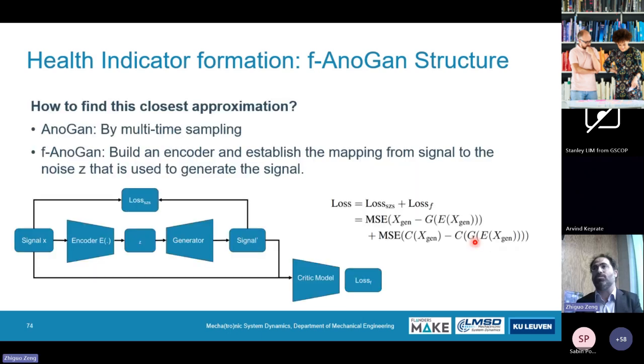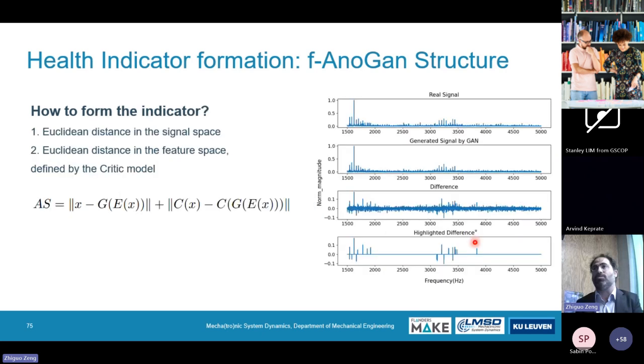So in the unorgan approach, this model can be trained, and by multiple time sampling we can find this close approximation. In the first unorgan model, we built a kind of encoder establishing the mapping between the signal, which is here, and the noise, which is here. So we have again a loss between the signal and encoder and the generator, and then we have the critical model to build the full methodology.